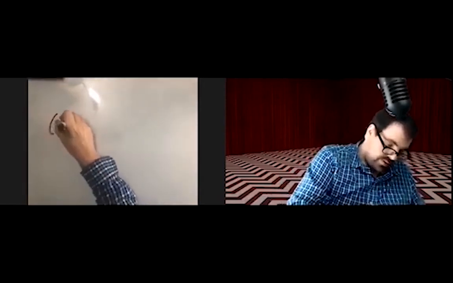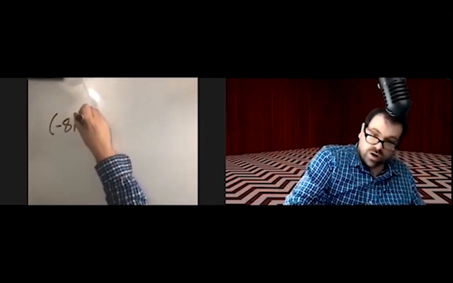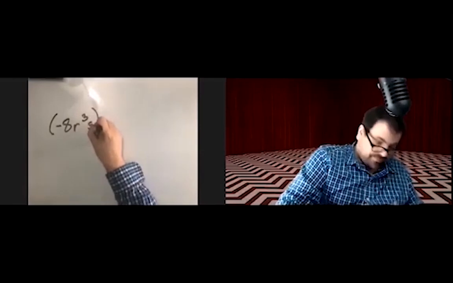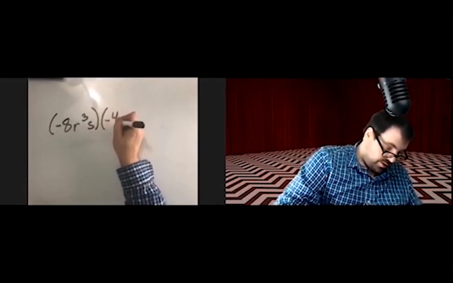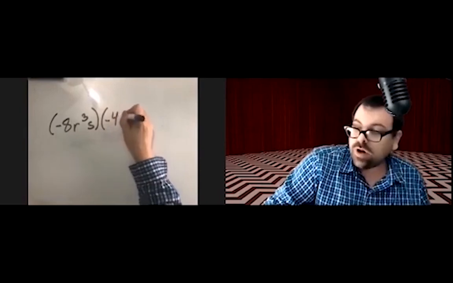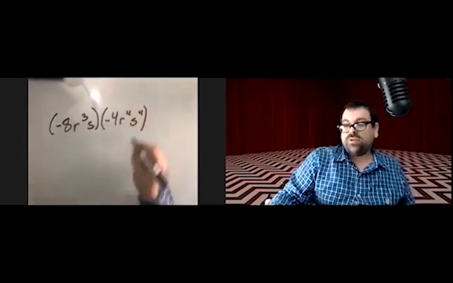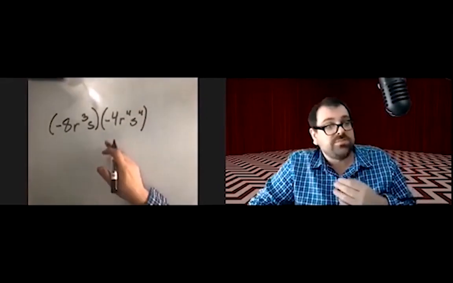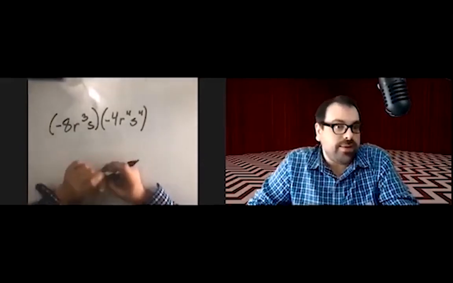How about -8 r cubed s times -4 r to the 4th s to the 4th. Now, if we were going to add these, we wouldn't be able to. They're not like terms. Multiplication, we don't have to worry about anything like that.